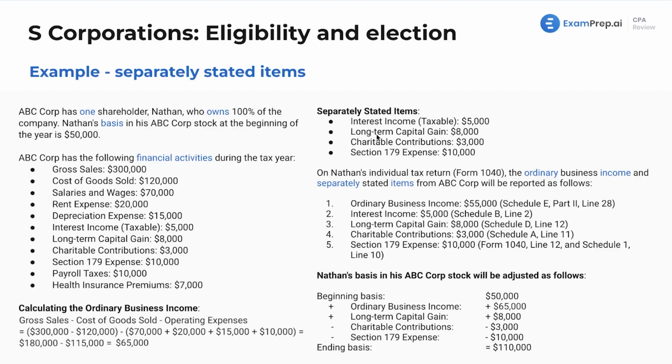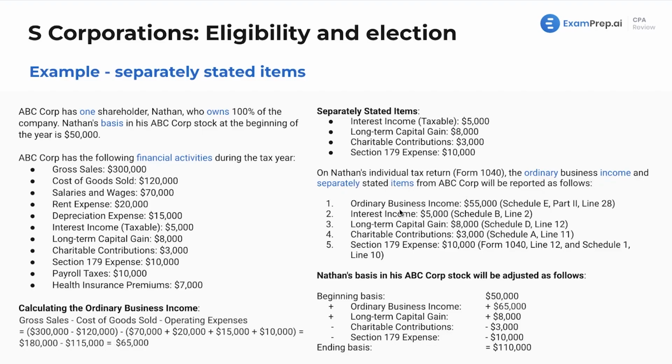Breaking out all of these other items as well, where do they go? You should definitely be able to identify. Just as a note, the health insurance premiums will go on the individual return, so we're going to ignore that. It's not separately stated, nor is it going to deal with anything ordinary business income related. Our separately stated items are broken out here. On Nathan's individual tax form 1040, the ordinary business income and separately stated items will be reported as follows.